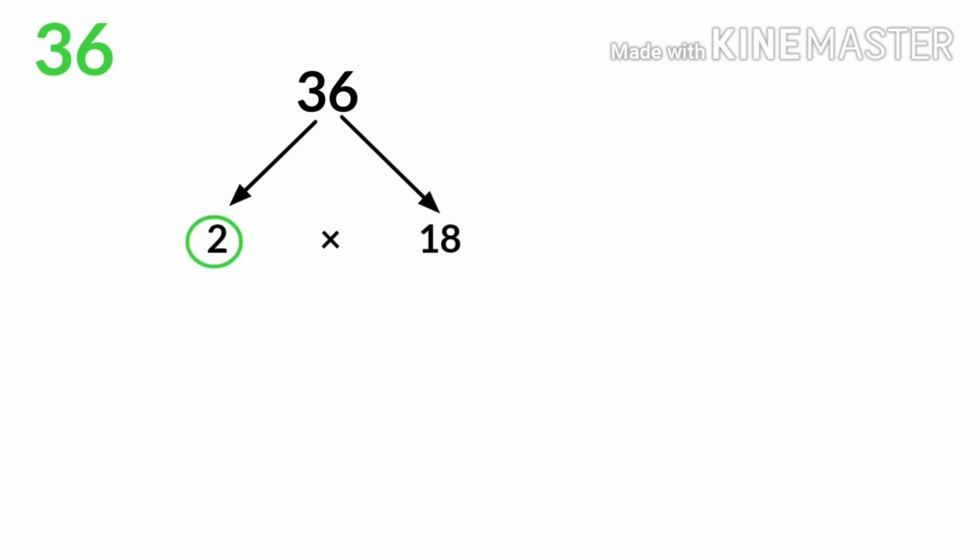So to build a factor tree for 36, we will write 36 as the product of 2 multiplied by 18. Now since this number 2 has no other factors except 1 and itself, we will leave this number as it is. And we will further write 18 as a product of two smaller factors. That is, we will write 18 as 2 multiplied by 9.